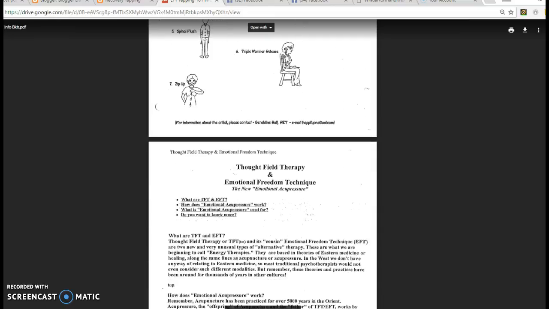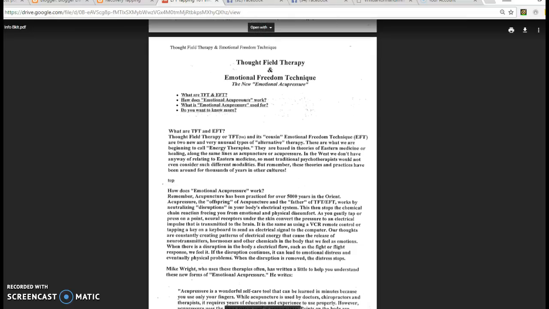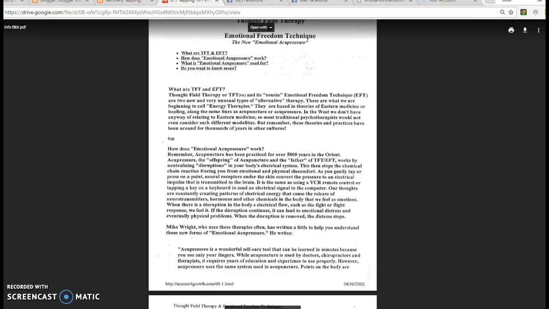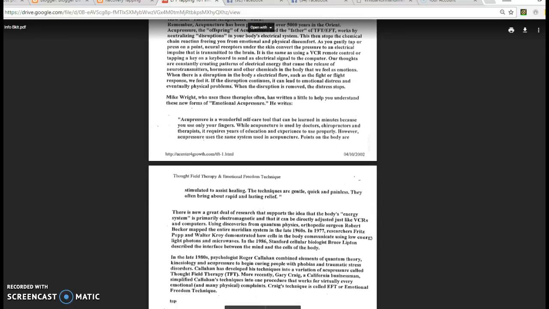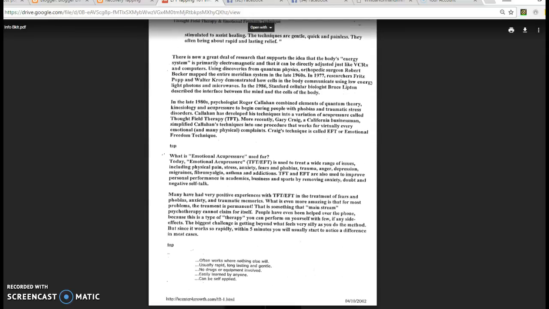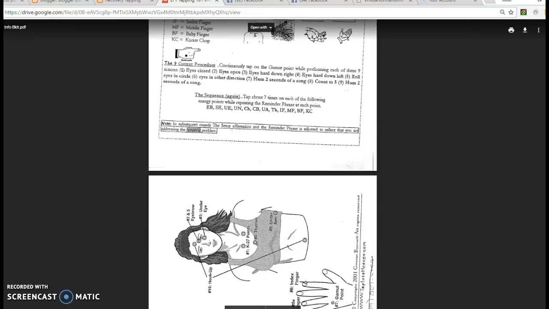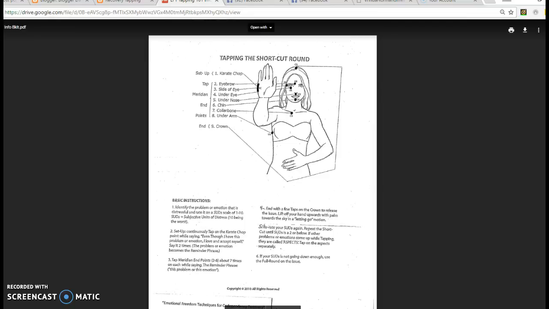It's really good practice. And this is something I came across when I very first started in 2002. EFT came from TFT, or thought field therapy, and this was a little 2-page explanation of how it works, why it works, a little bit of the history, and it even talks about the Chinese medicine history a little bit. So this whole packet is what I just call my EFT 101, to get people started off with tapping. You can download it, print it out, and use it as a cheat sheet.